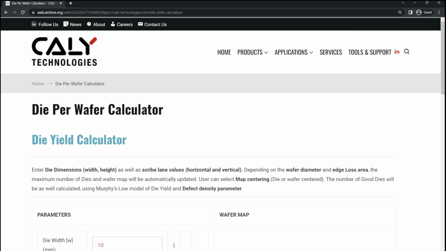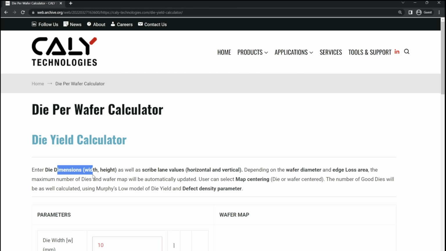Hi everyone, Future Ian here. I realise I should probably at least talk through this silicon per wafer calculator. The one we commonly use, or a lot of my peers use at least, is this Cali Technologies one. However, this website is currently offline, so we're going through the Wayback Machine here. However, this interface is very straightforward.